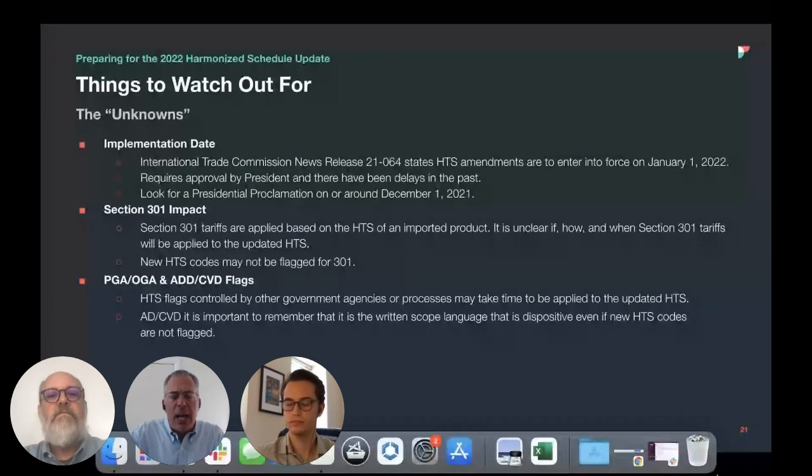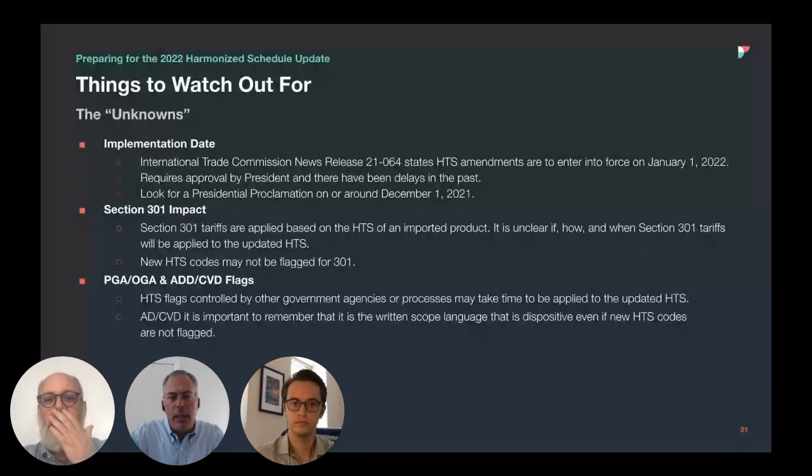Another question that's kind of out there is how will these changes impact Section 301? As many of you know, the assessment of 301 duties on imported goods is based on a country of origin, China, and an individual HTS code that is flagged for the 301 tariffs. It's very possible that in January, some new codes may not be flagged for 301 tariffs. We really haven't gotten any guidance on this from the USTR or Customs. So it remains to be seen how these changes will impact the collection of 301 tariffs. There might even be a window where no 301 tariffs could be collected, but it remains to be seen.